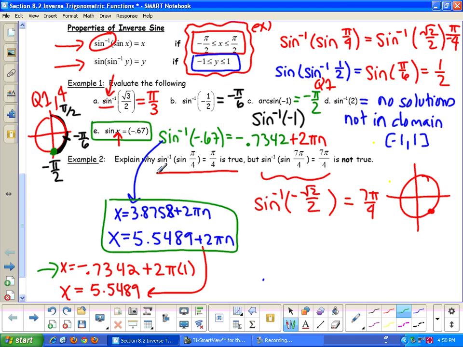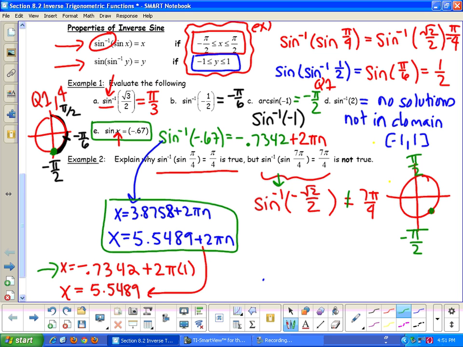So if I want to do the sine inverse of negative root 2 over 2, I know it's in quadrant 4, but remember we said anytime I have an inverse in my equation, I have to restrict my values from negative pi over 2 to pi over 2. I cannot have answers that are above or below those two values. So I can't use 7 pi over 4 if I do the sine inverse of negative root 2 over 2. That would not be true because it's not in my range values that I have.